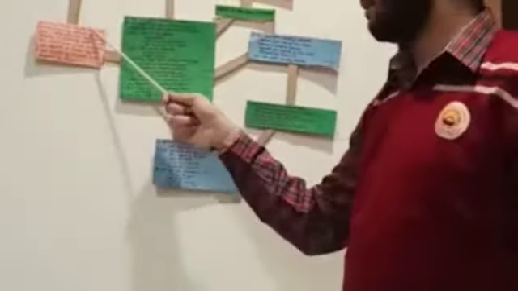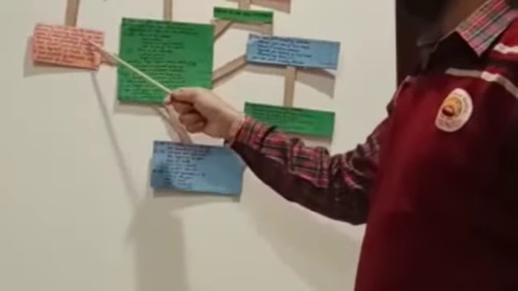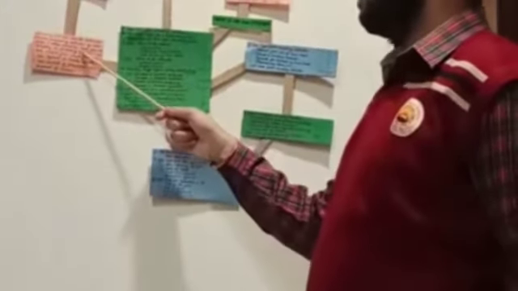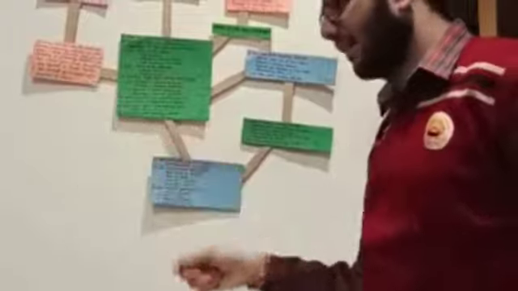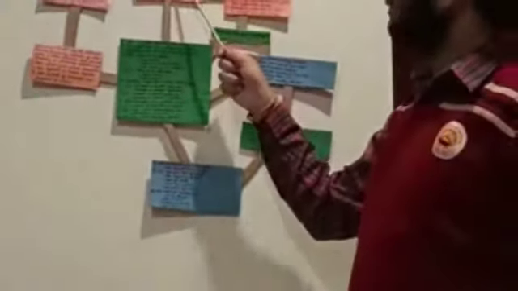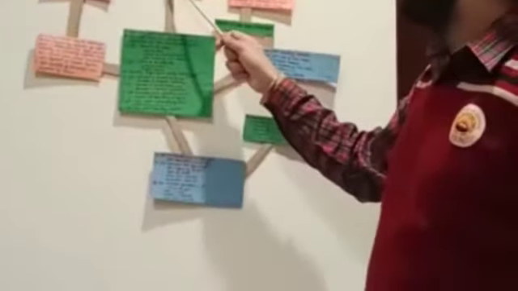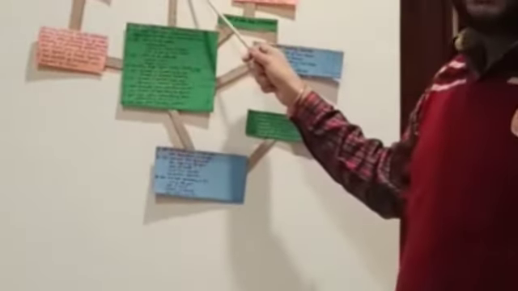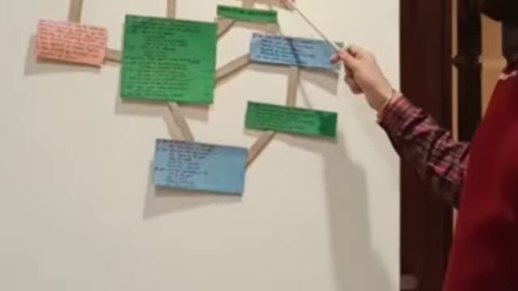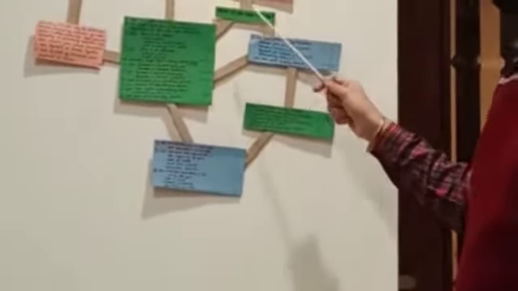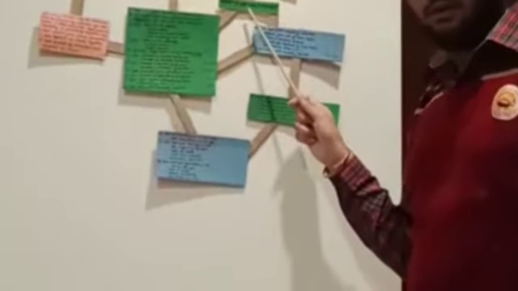Operating activities are principal revenue producing activities of enterprise and other activities that are not investing and financing activities. Now, investing activities are acquisition and disposal of long term assets and other investment not included in cash and cash equivalents. Financing activities are activities which result in change in size and composition of owner's capital and borrowings of enterprise. Now, what is the format of cash flow statement?